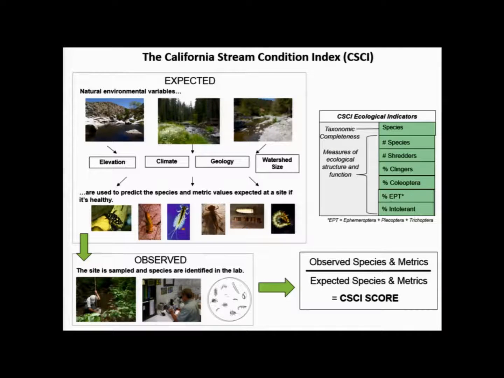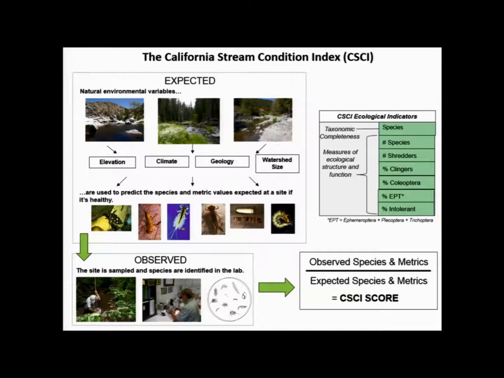So we go to a site, we sample it, we identify the organisms in the lab, and we compare the organisms we observe and the ecological traits that we observe with what we expected based on our prediction. And that ratio of observed to expected is the CSCI score. Now, that's technically not exactly how the math works, but that's the spirit of the CSCI.